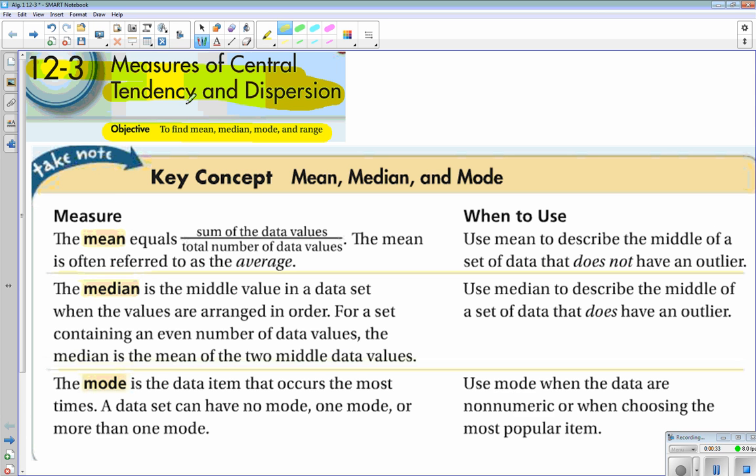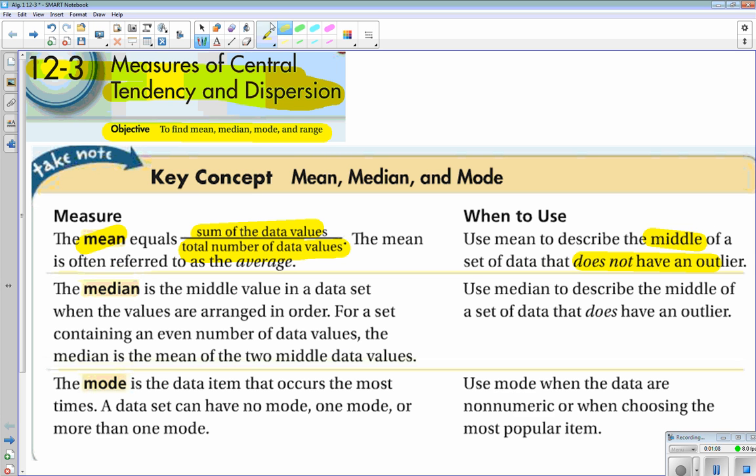So the mean is the sum of your data divided by the total number of data values you have. It is often referred to as the average, and we use the mean to describe the middle of a data set that does not have an outlier. So mean works well when we have no outliers.